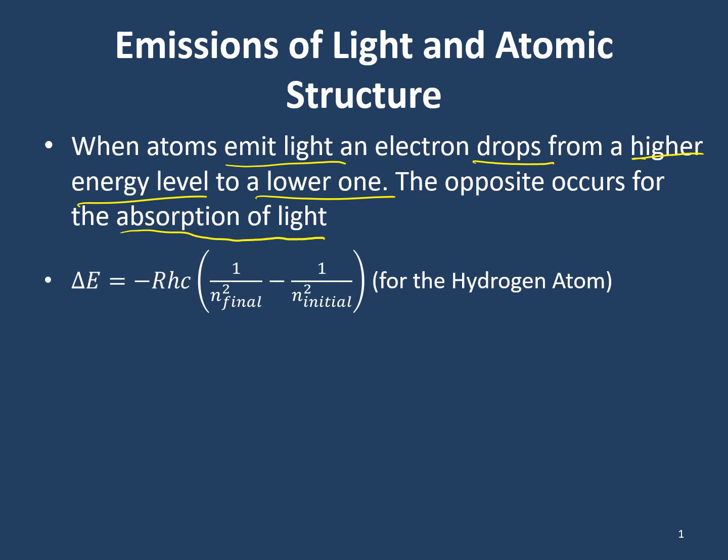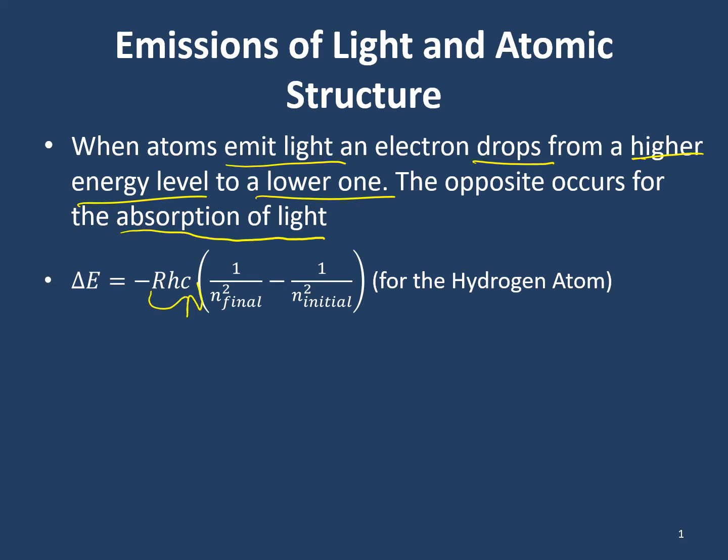Now, the equation that we use is known as the Rydberg equation. This equation only works for hydrogen, but it allows us to calculate the amount of energy that would be needed for an electron to move from one energy level to a different energy level in an atom, specifically a hydrogen atom.